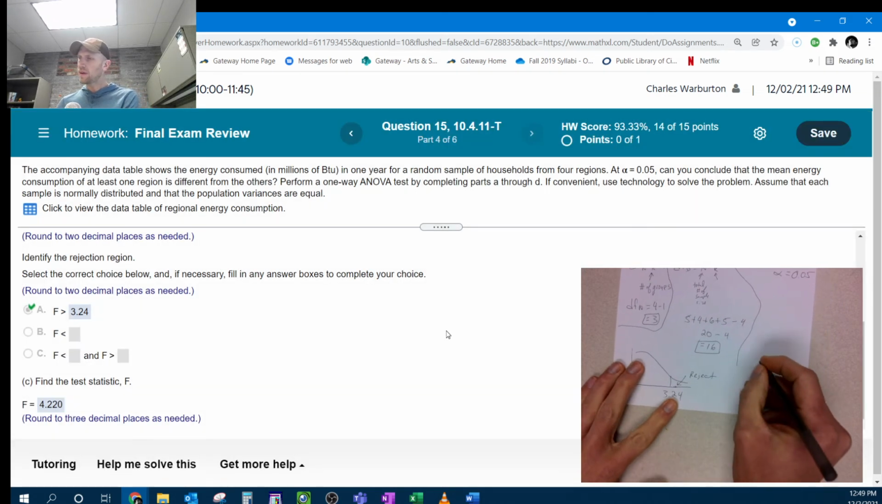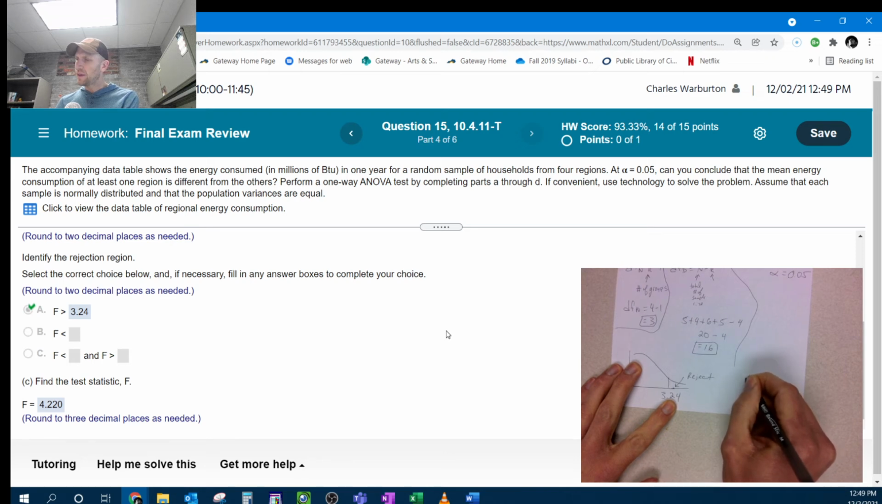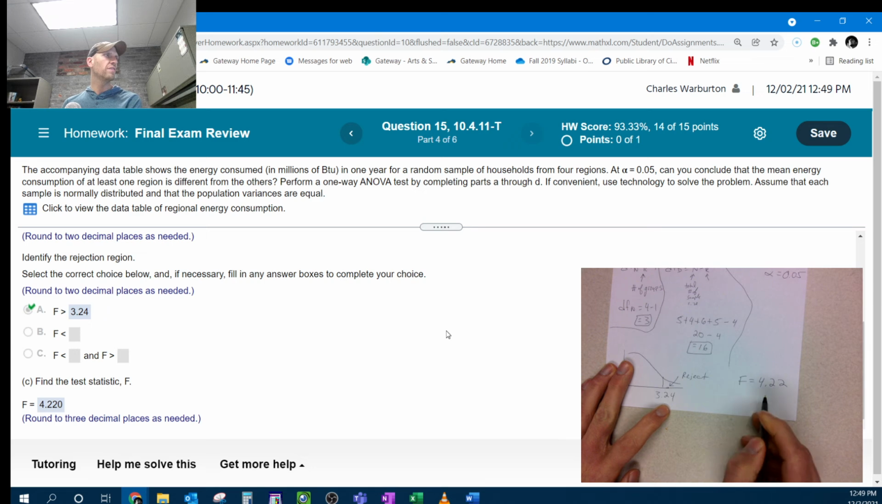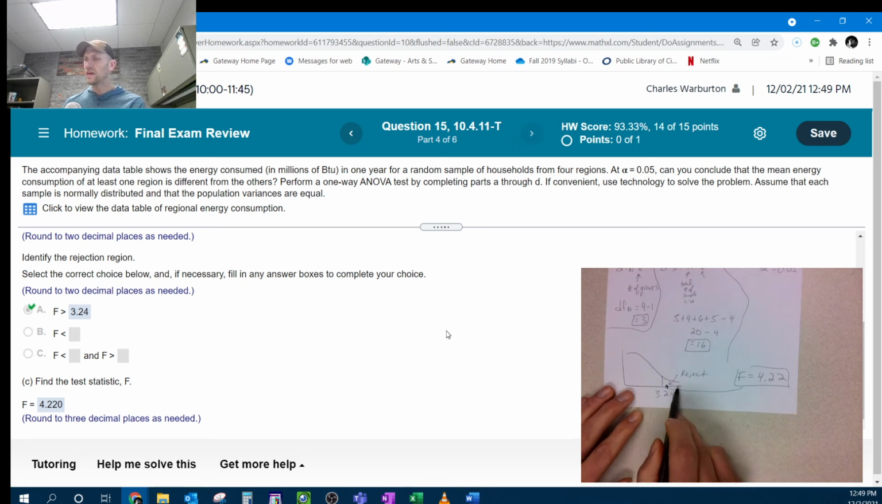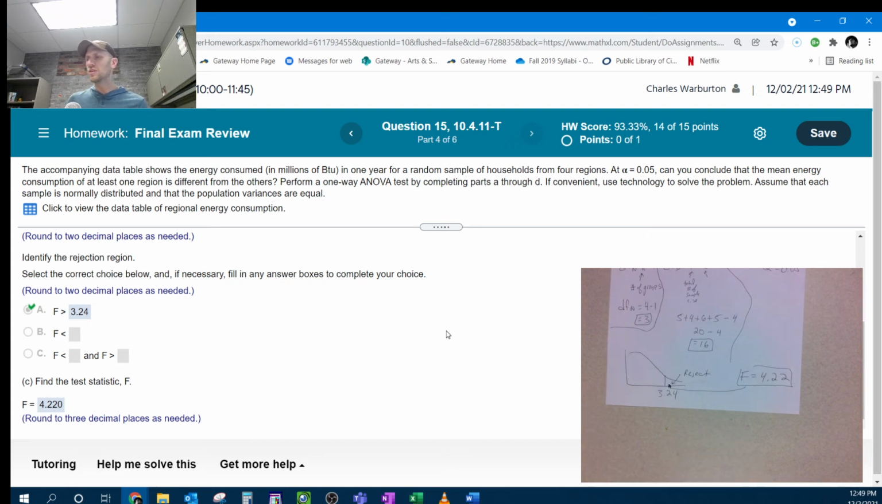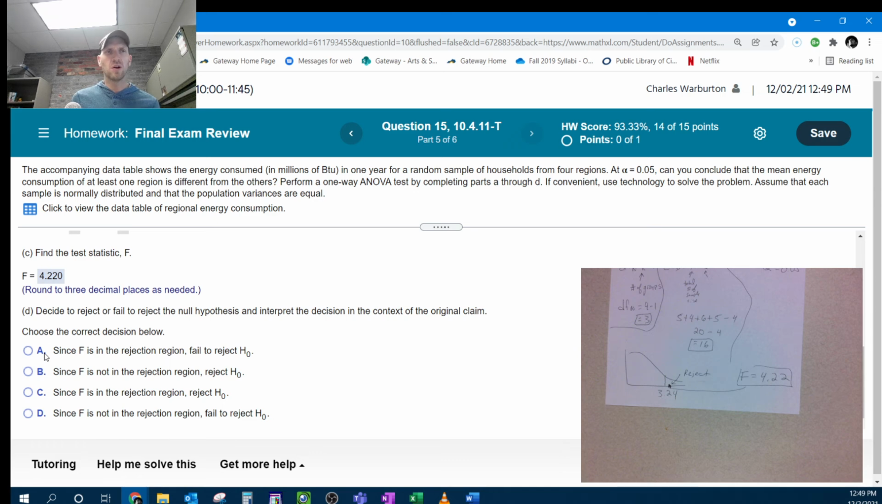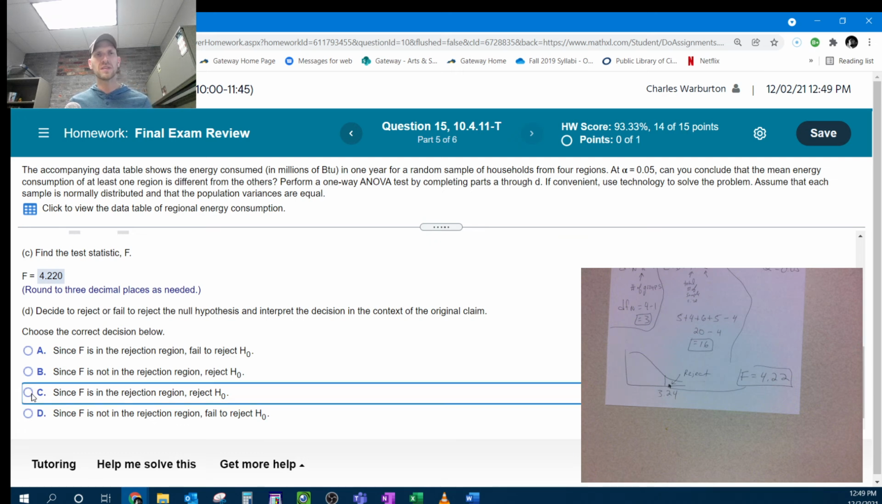Let's see where that is. My sample data is 4.22 when converted to an F statistic. That is past the borderline, right there. That tells me we need to reject the null hypothesis. These groups are not equal. One of them is different. It is in the rejection region, so reject the null hypothesis.